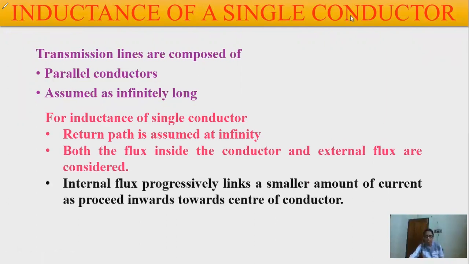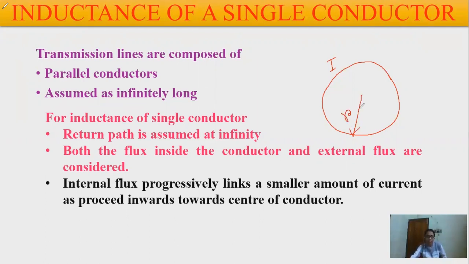Now, I am showing the conductor here. Let's consider the cross-sectional view of the conductor carrying current, suppose I. We are considering only one conductor. The return path is far away from this conductor. And suppose here the radius of the conductor is R.